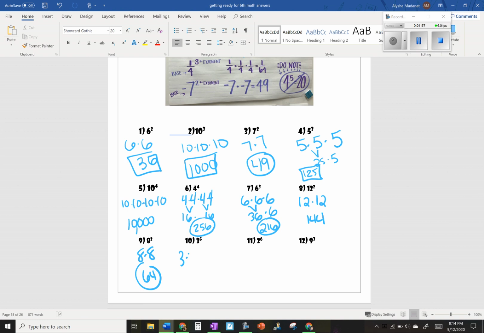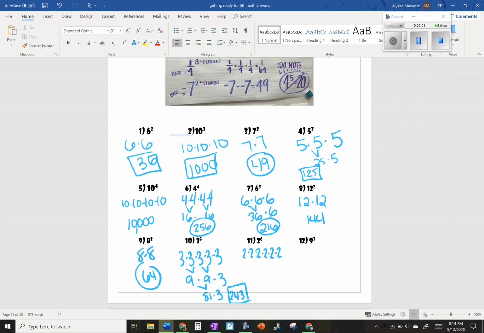3 to the 5th power is going to be 3 times 3 times 3 times 3 times 3. So I like to double them up. So I got 9 times 9 times 3. So if you do 9 times 9, you got 81. And then you're going to do 81 times 3, which is going to give you an answer of 243.